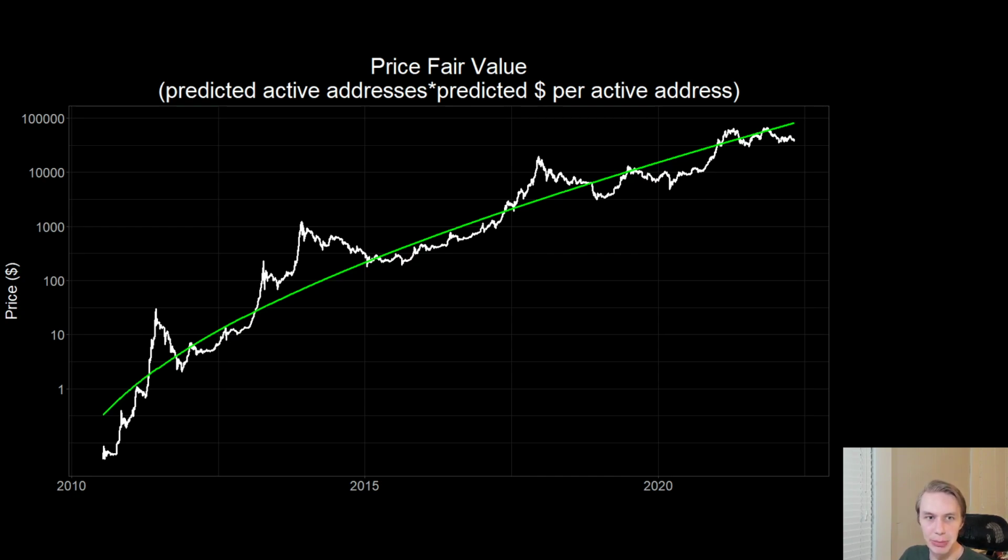And this is essentially just the predicted number of active addresses times the predicted number of US dollars per active address. And so again, this is different than just fitting a logarithmic price curve to the price action. Instead, what we're doing here is taking, from a data-driven approach, the predicted number of active addresses at any given point in time, given past trajectory, and the predicted number of dollars we should ascribe to each active address based on historical trends. And then we're combining those two together to get this.